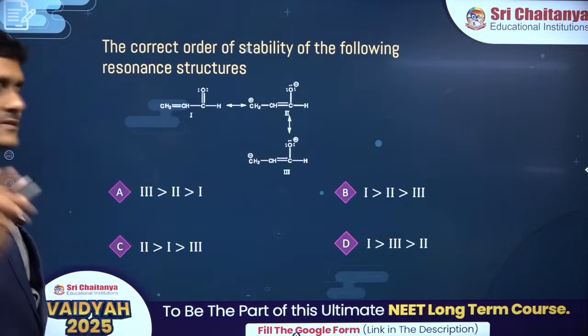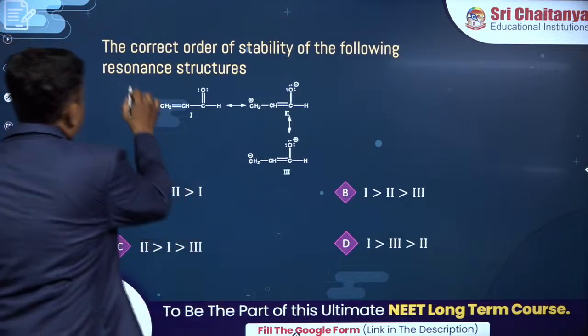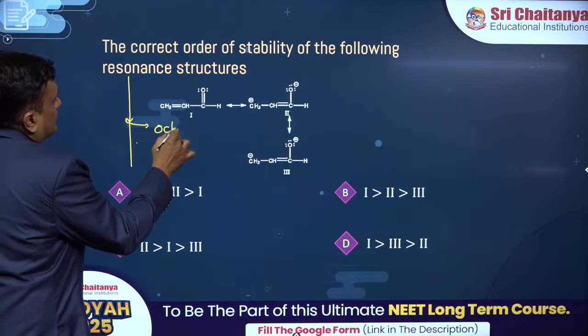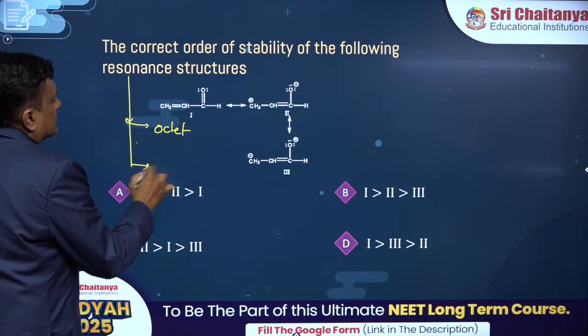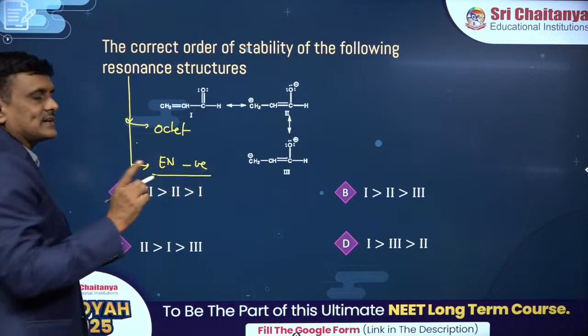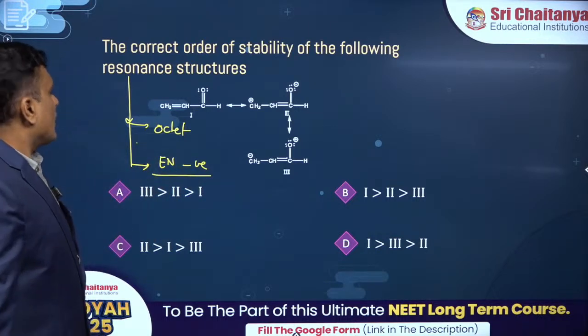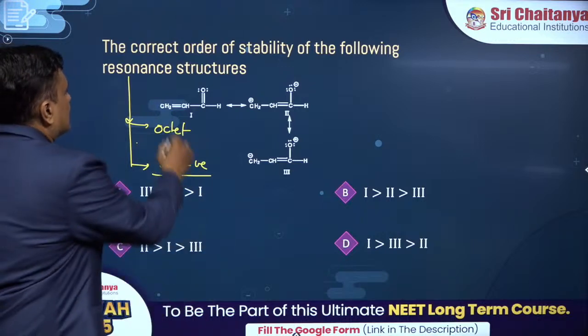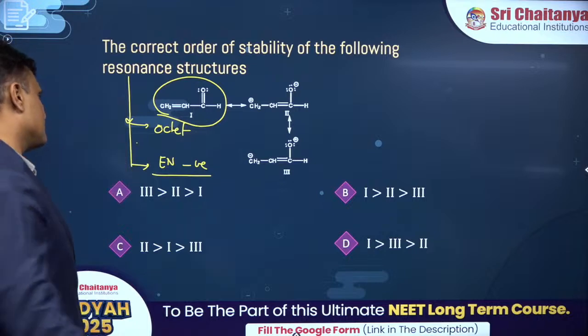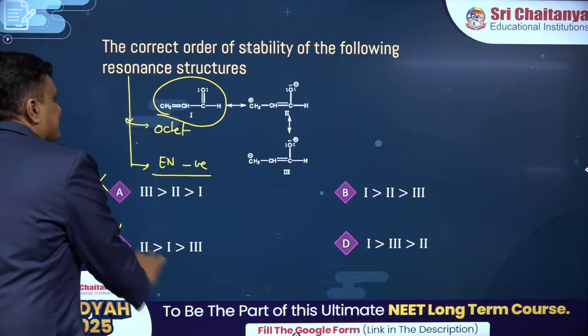When you are predicting the resonating structures, remember, first preference, people commit mistakes here. Octet of all atoms must be complete. Then electronegative element should have negative charge. These two conditions you have to remember. Octet of all atoms is complete and no negative or positive charges here. So one should be greatest. So these two options are ruled out.